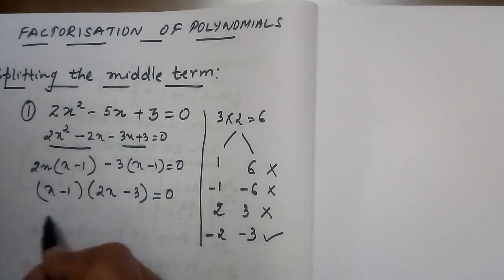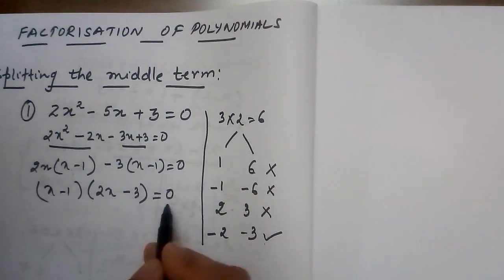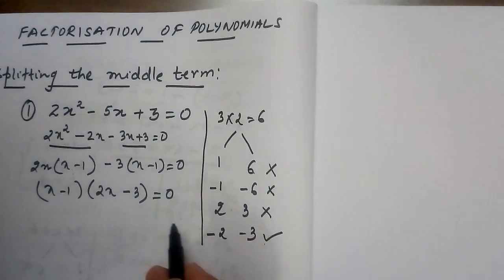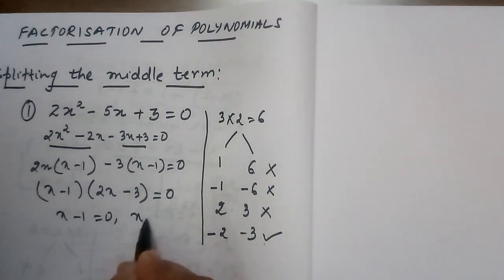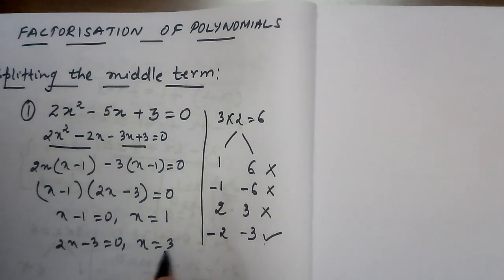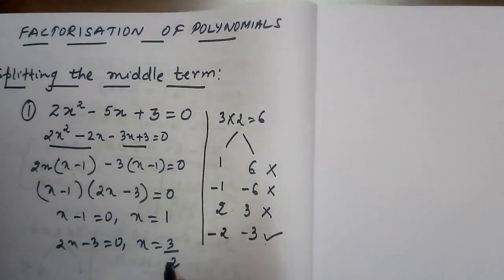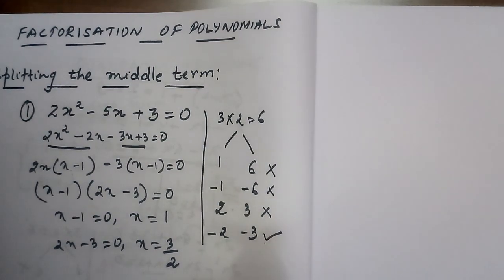So it has two factors, x minus 1 and 2x minus 3. Of course, if I have to find the value of x, what will I do? X minus 1 equal to 0 I'll put, so I'll get x equal to 1. 2x minus 3 equal to 0 I'll put, so I get x equal to 3 by 2, and they both are the zeros of this particular polynomial.